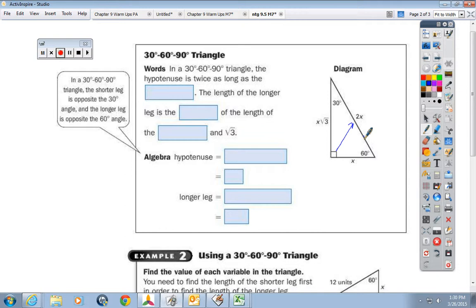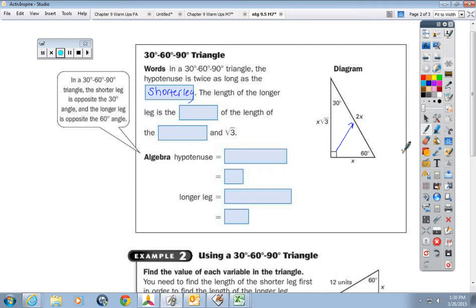Side lengths are the same. So the side opposite the right angle is always the hypotenuse. So in a 30, 60, 90 triangle, the hypotenuse is always twice as long as the shorter leg. Now can you look at this picture and see which one the shorter leg is? Is it this one or this one? That's this one. This one's shorter, right? So the hypotenuse is always going to be 2 times the length of the shorter leg.